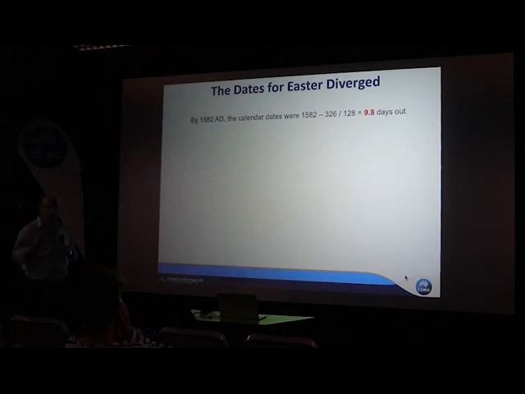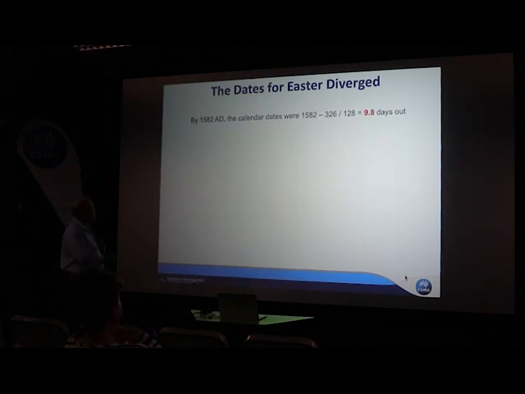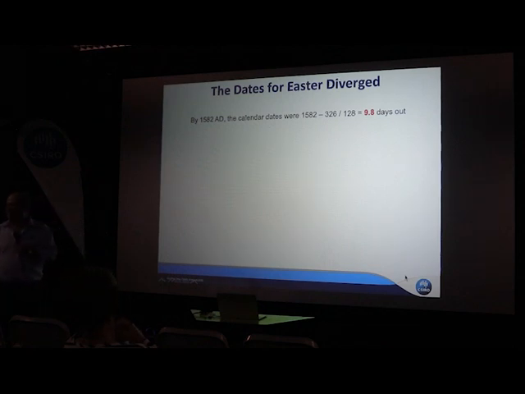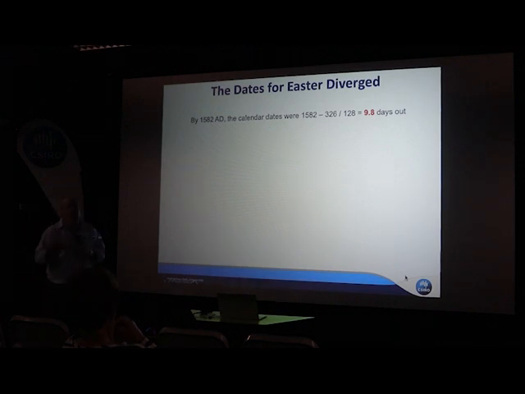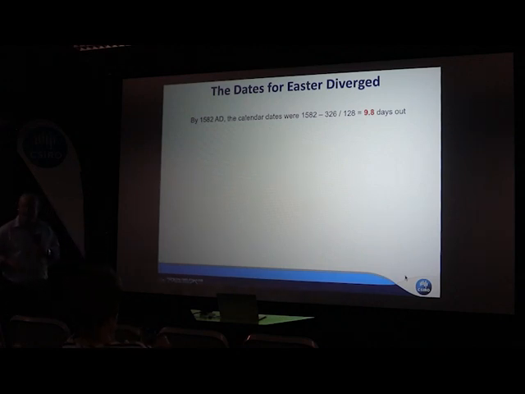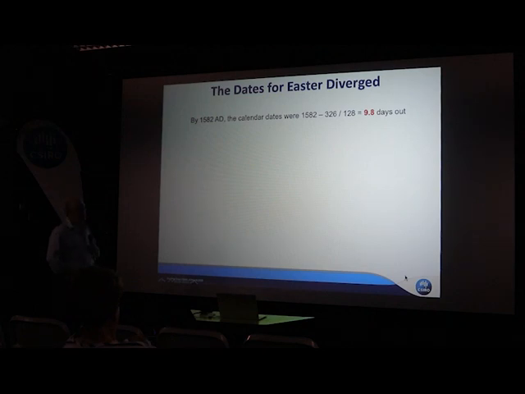And that worked fine. From 325 AD, it worked fine. However, by 1582 AD, the calendar dates were now, well, that's the number of years, 1582 minus 325, and divide by 128, you end up with 9.8 days. So by 1582, you were almost 10 days out, which would have meant that people were celebrating Easter on the wrong day, which could have condemned their souls to hell, and that's what they believed. They didn't want that. And so something had to be done, because the date of Easter started to really diverge.